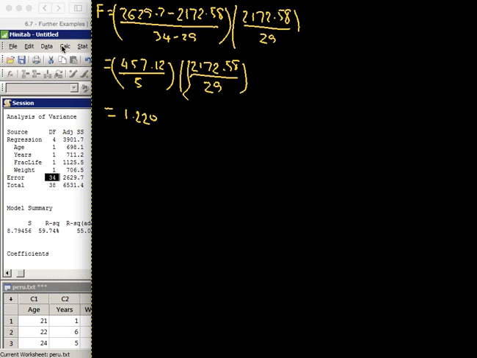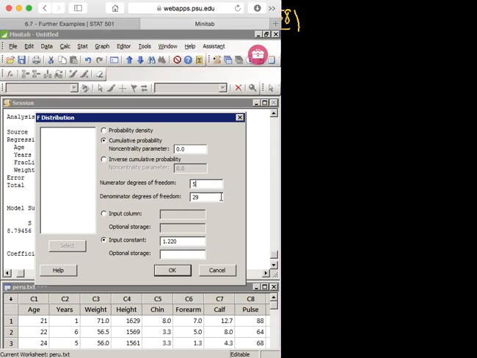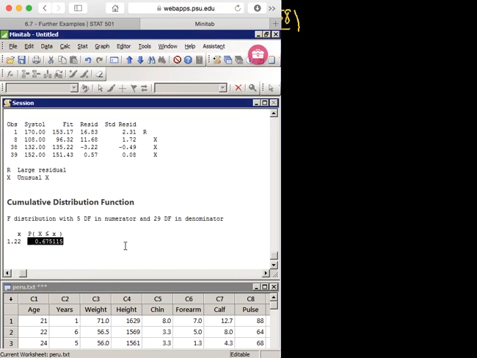To calculate the p-value, we use Minitab as follows: 5 numerator degrees of freedom, 29 denominator degrees of freedom, 1.220 for the test statistic. The area under the curve to the left of that test statistic is 0.675, so the tail area to the right, which is the p-value, is 1 minus 0.675, or 0.325. 0.325 is larger than our significance level alpha 0.05. So we fail to reject the null hypothesis. In other words, those regression coefficients for the 5 predictor terms could all be 0. In other words, we can drop those 5 predictors as long as we retain the other 4.